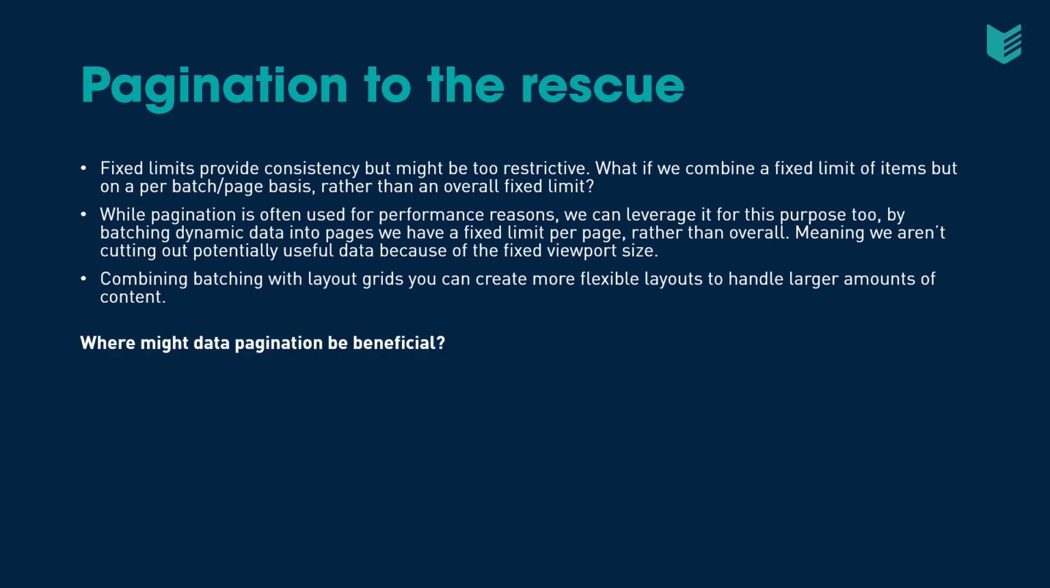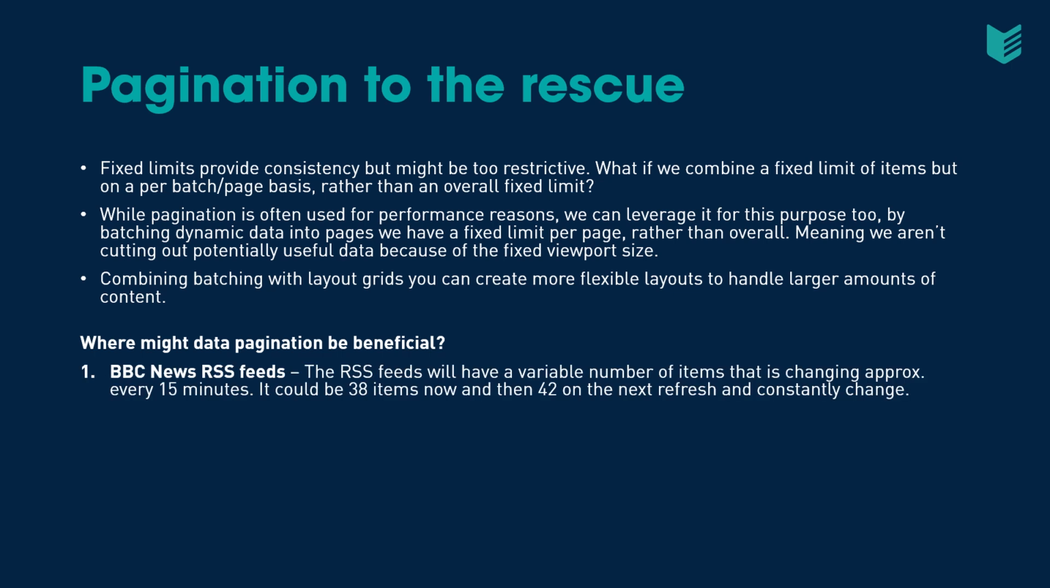So where might data pagination be beneficial? One of the examples I can give is the BBC News RSS feeds. Now RSS itself is quite an old school format. It's almost had a resurgence, to be fair. It had its thing, then it died a while, and then it's come back a bit. At the end of the day, RSS is essentially a dialect of XML. And I'm not going to lie to you, I'm not a fan of XML as a format. I think there's much better formats today, but XML is still commonplace and prevalent.